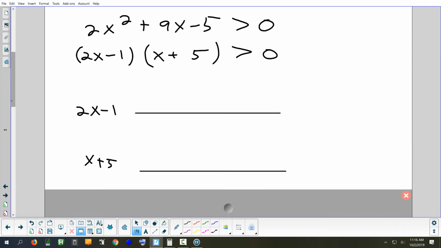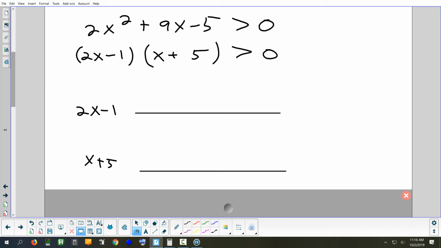2x minus 1 could come out positive or it could come out negative. I need to know where. x plus 5 could come out positive or it could come out negative, and I need to know where. So let's start with this one. What could you plug in for x here that would make that 0? Just think about setting that equal to 0 and solving it.